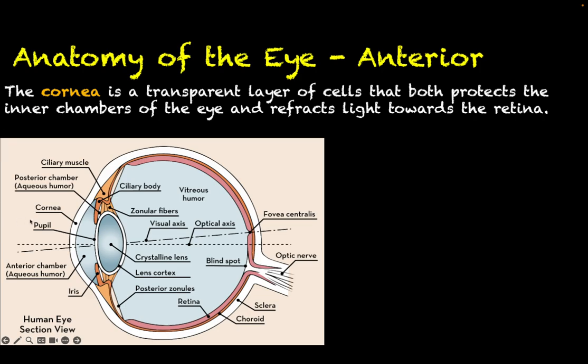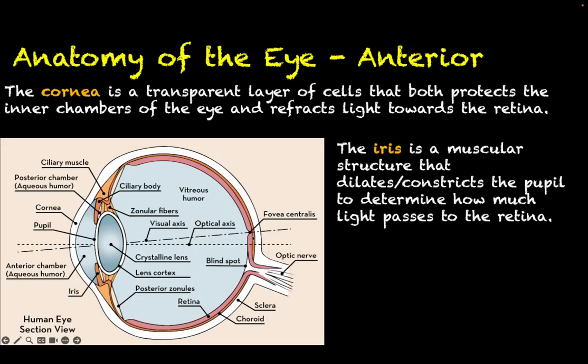So when light enters your eyeball, when it strikes the cornea, that light is going to get bent towards the lens, which we'll talk about in a second, and then bent again as it goes through the lens and goes towards the retina. The iris, which you can kind of see right here, this isn't the best angle to really appreciate what the iris looks like. The iris acts kind of like the diaphragm of a camera. It is a muscular structure that can either dilate or constrict the pupil, which is your hole-like opening here that allows light through. So it dilates or constricts the pupil to determine how much light passes to the retina.